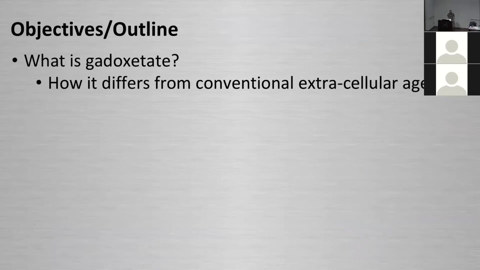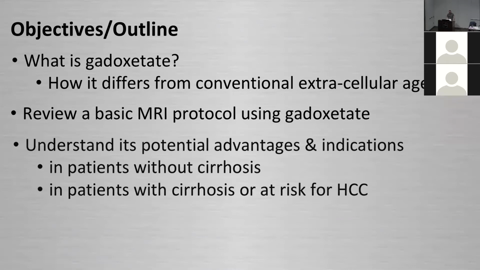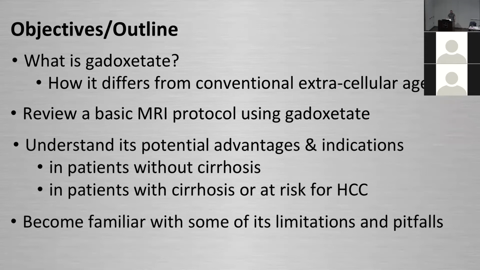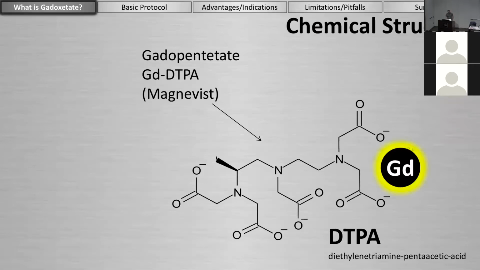So in this lecture, we'll ask, what is gadoxetate and how does it differ from conventional extracellular agents? We'll review a basic MRI protocol using gadoxetate, understand its potential advantages and disadvantages in patients without cirrhosis, and then in patients with cirrhosis or otherwise at risk for HCC, become familiar with some of its limitations and pitfalls, and review one institution's, namely ours, decision tree for when to use it and when not to use it.